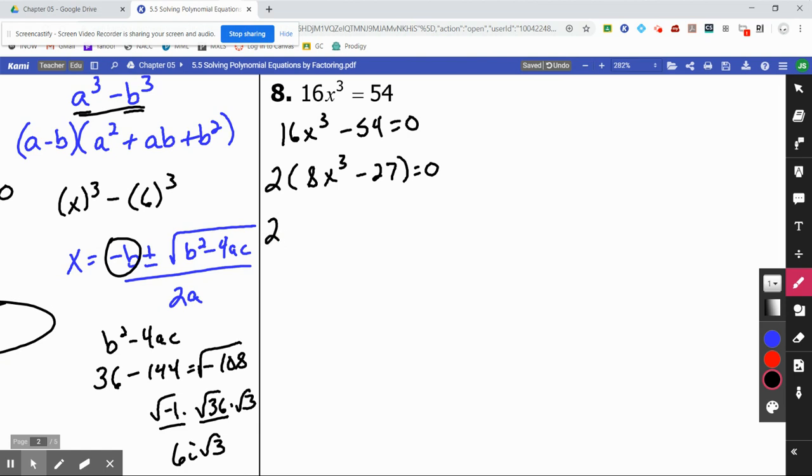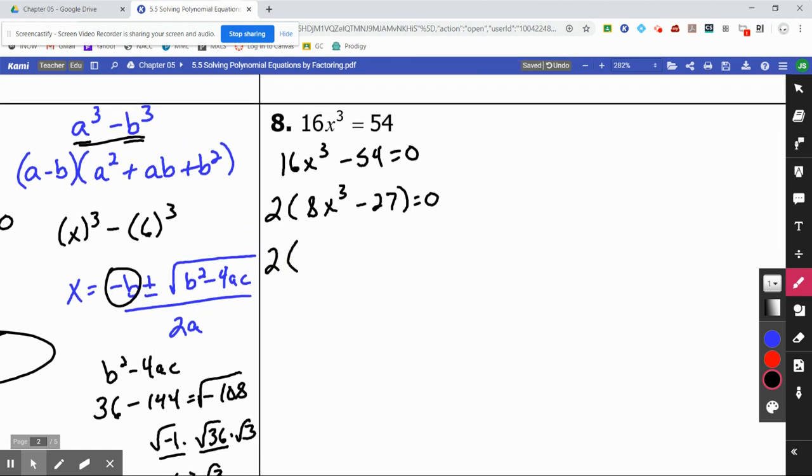So let's bring down our 2. Let's identify our a and b. 8x to the third I can rewrite as 8 is 2 to the third, and x to the third is x to the third. 27 is a 3 raised to the third. So here's my a, here's my b.